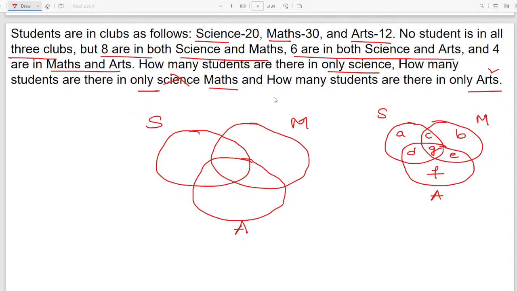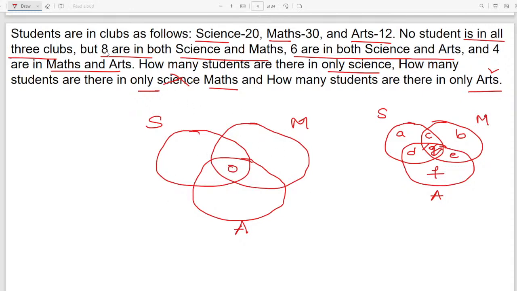Whenever we are solving these kinds of questions, we start from the innermost area, that is this part, where all the three converge, and then we slowly go outwards. In this case, they have said that no student is in all three clubs, so this area becomes 0. And then from here, we go outwards.